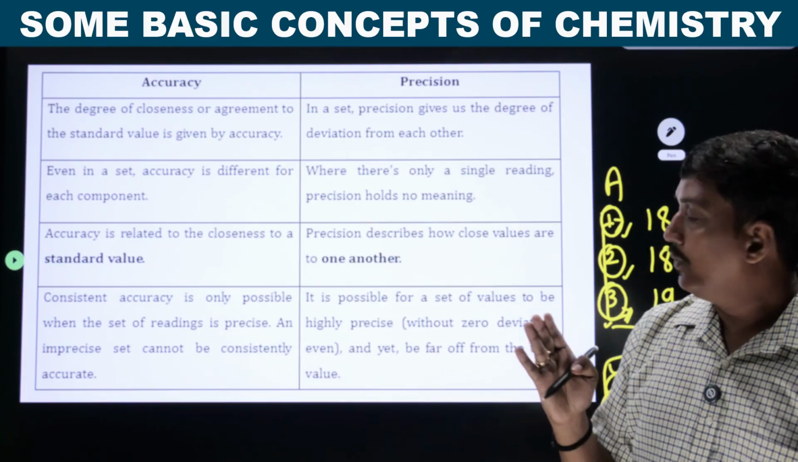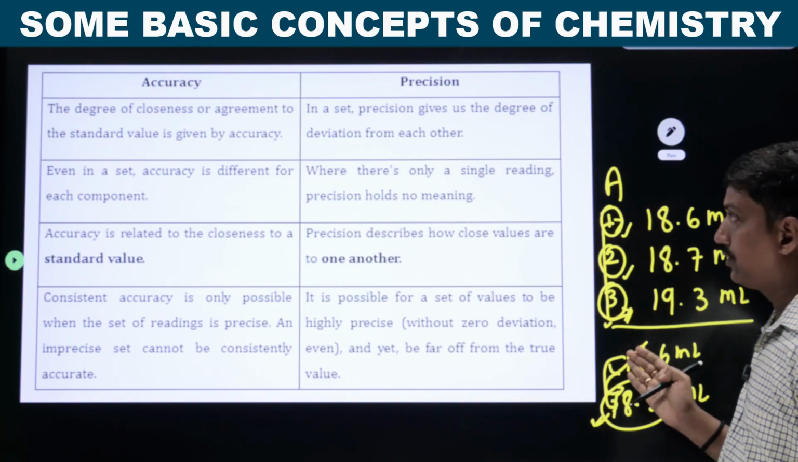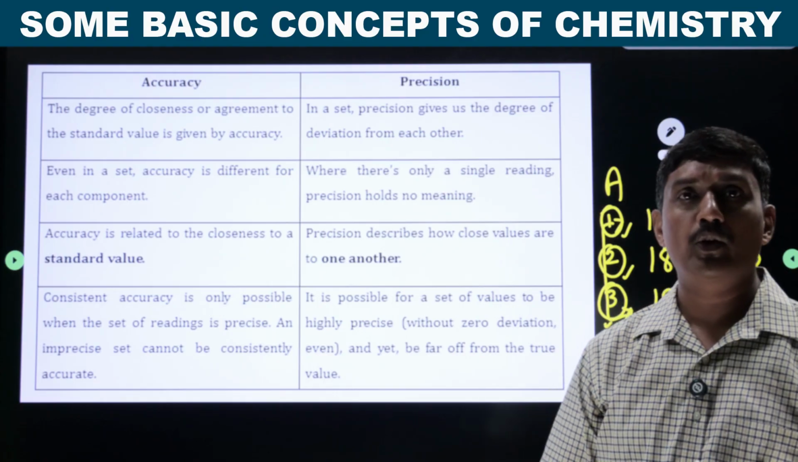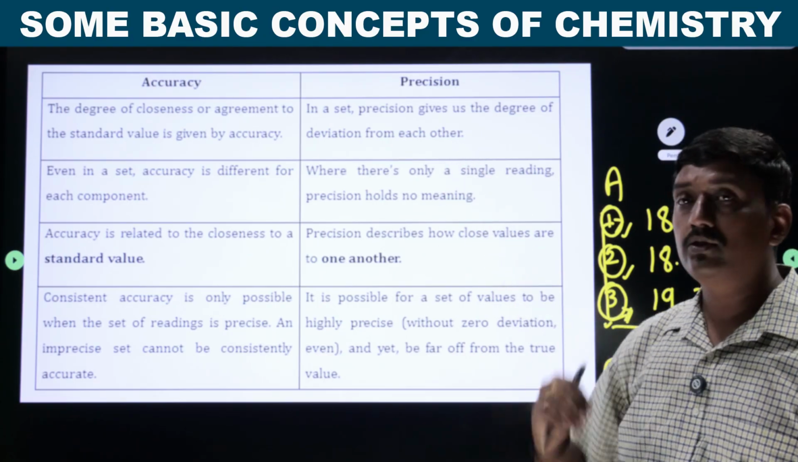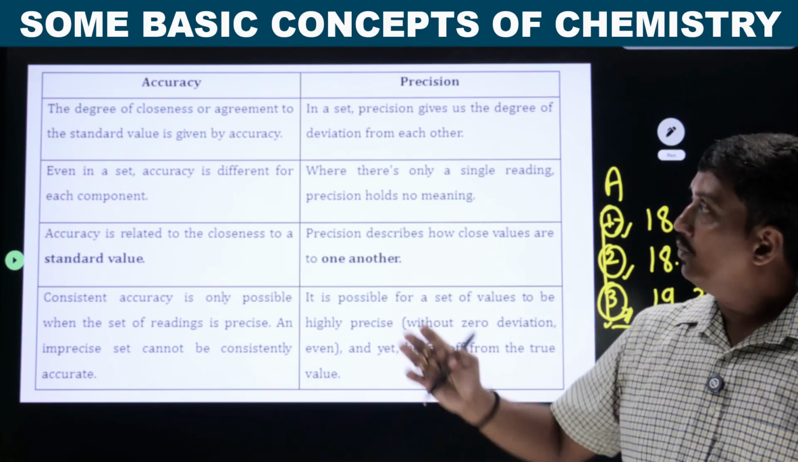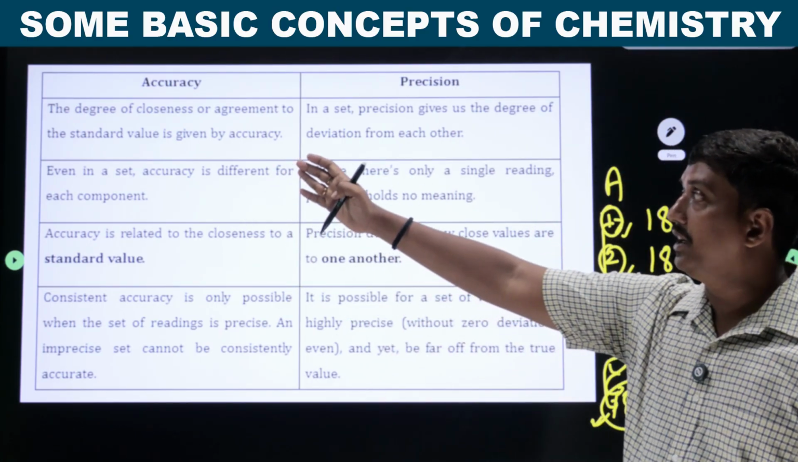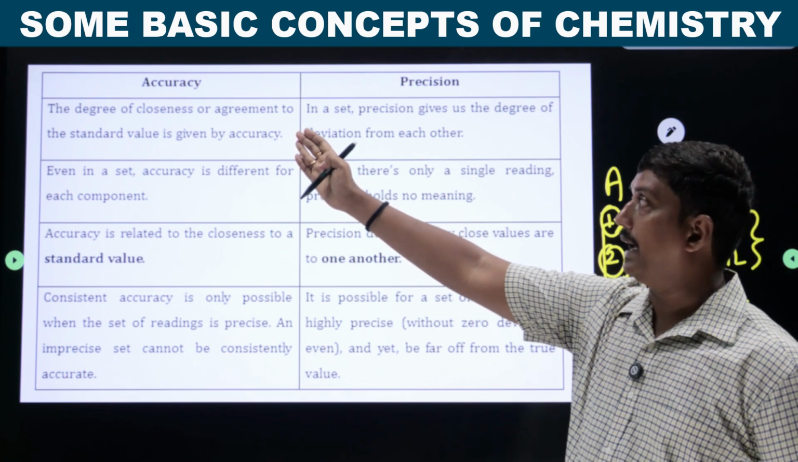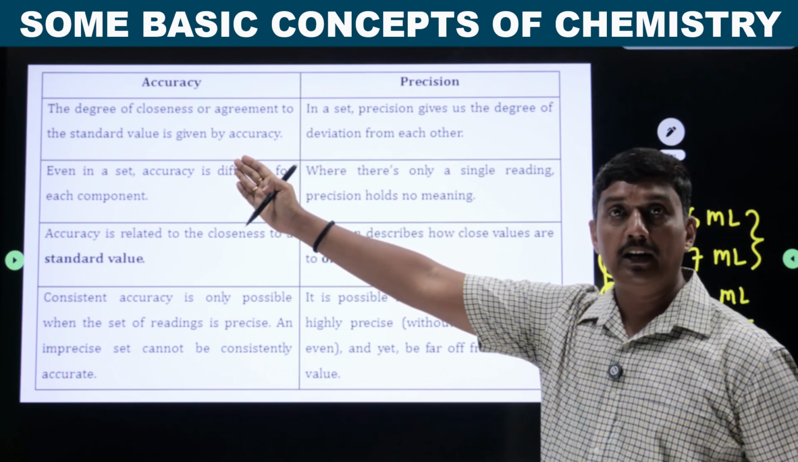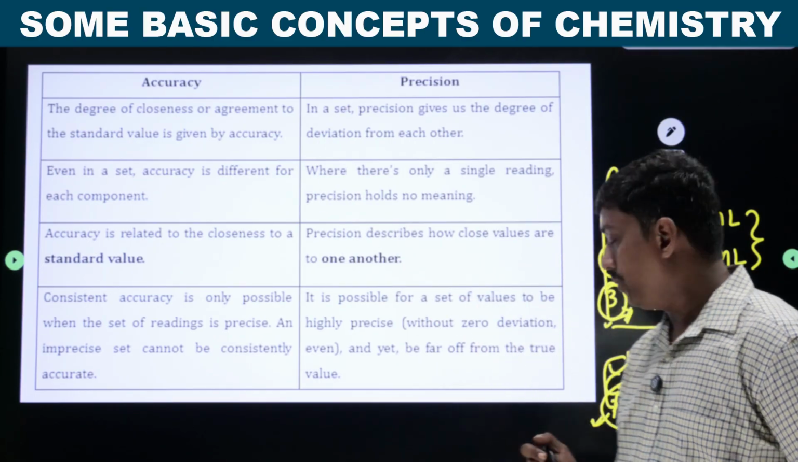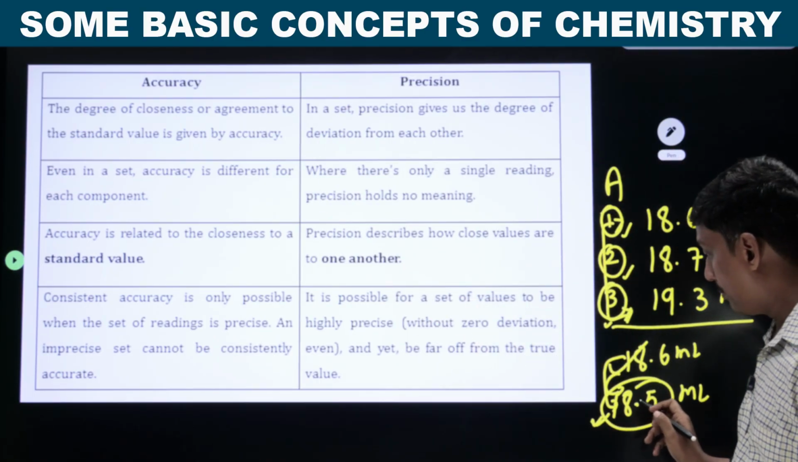So now with this example, let us discuss the definition of accuracy and the definition of precision. First one is accuracy. Accuracy is the degree of closeness or agreement to the standard value. So accuracy means 18.5.